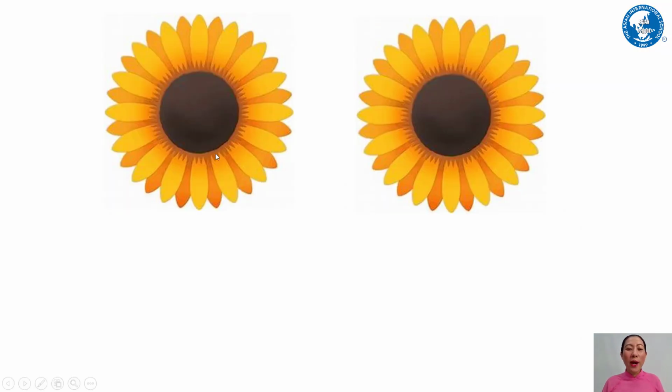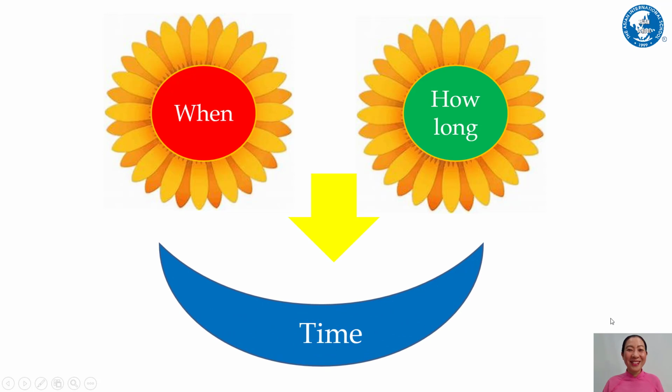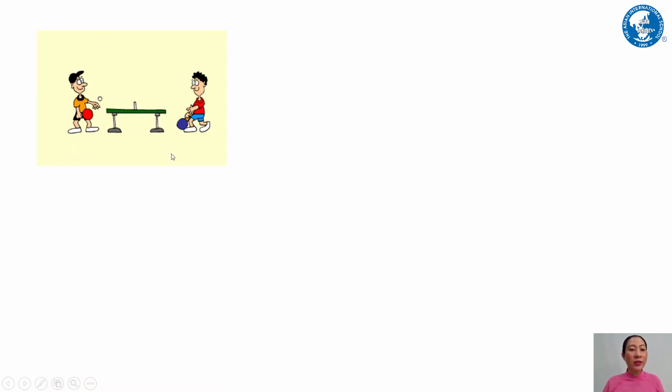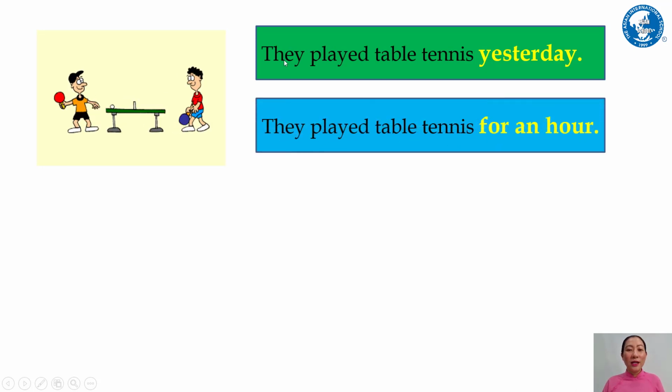We use when to ask about the time, but we also use how long to ask about the time too. We use the question words when and how long to ask about the time. Do you remember? Yes. So what is the difference between when and how long? Look at the picture and the two sentences here.